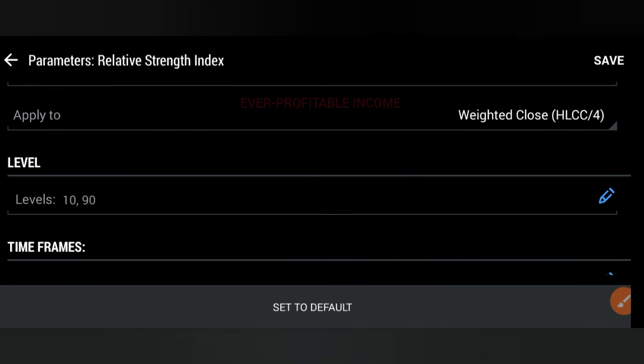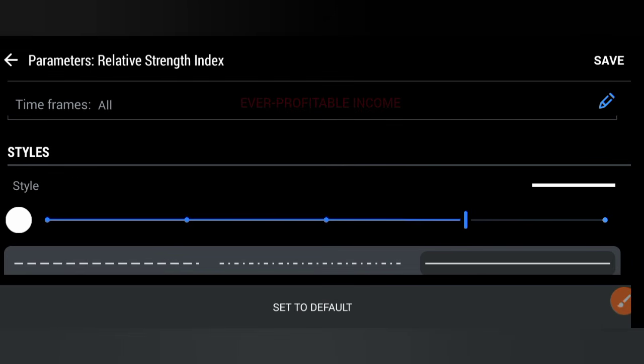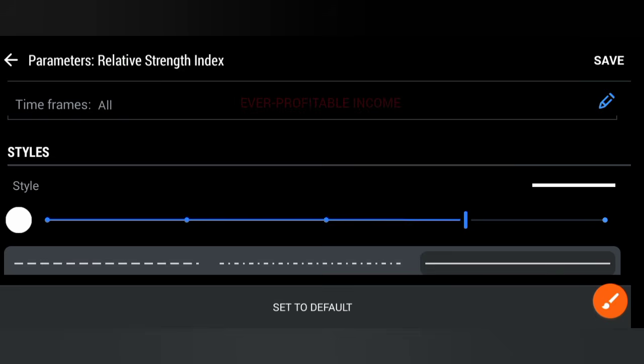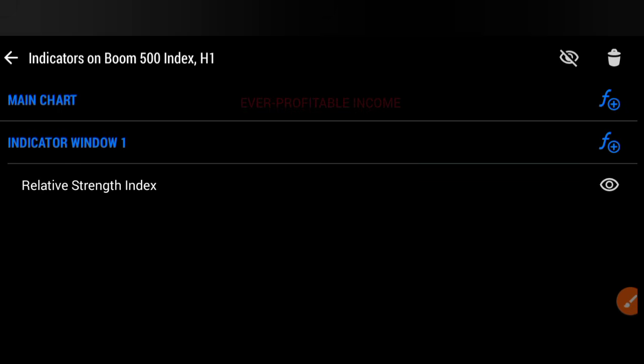For the style of the RSI, we have to make it our background color because we don't need it. We're working with another indicator for signal. So change the color to your background color, then click on save. You can see right now we have our indicator on the indicator window.